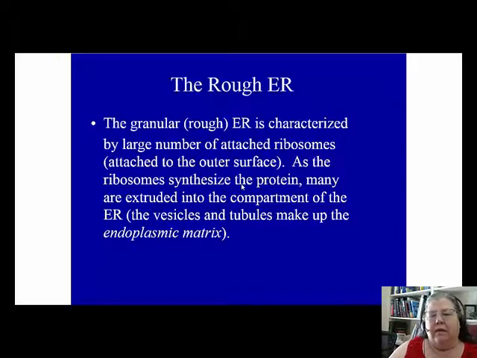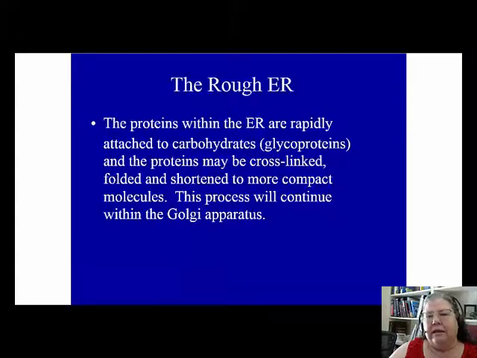Then the proteins may be within that compartment attached to carbohydrates to become glycoproteins. They may also be processed before they get to the Golgi apparatus by cross-links and folding. And then as they are pinched off into vesicles that are transported to the Golgi apparatus, they are further processed by things like cross-linking and folding.